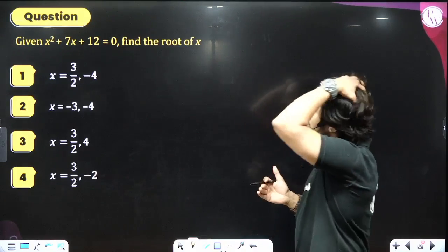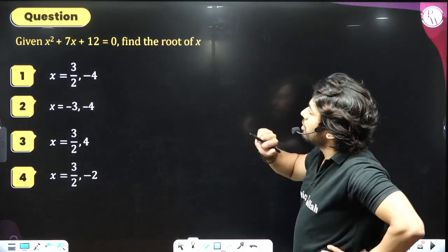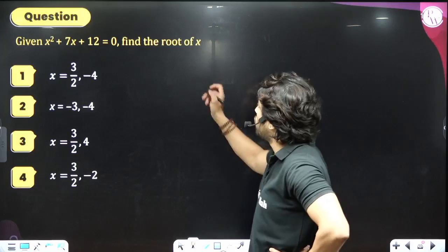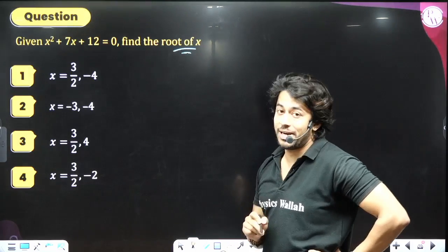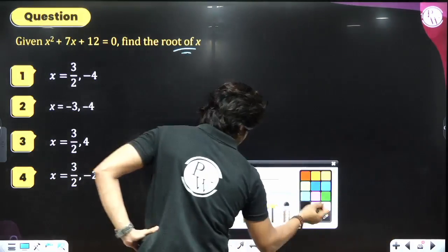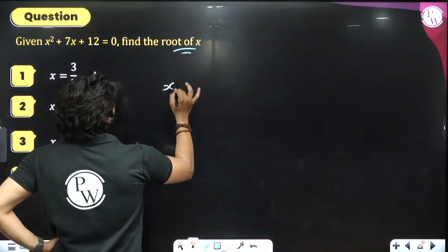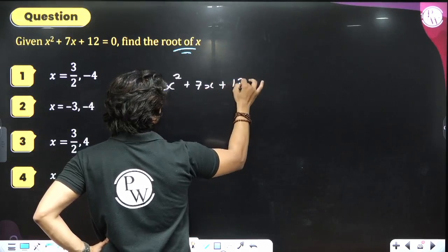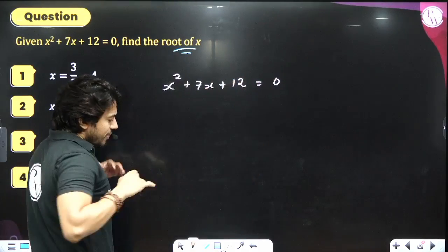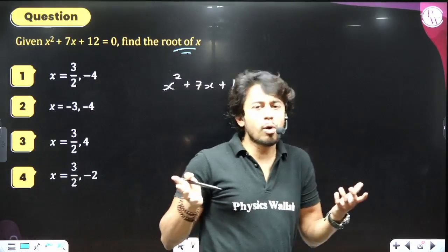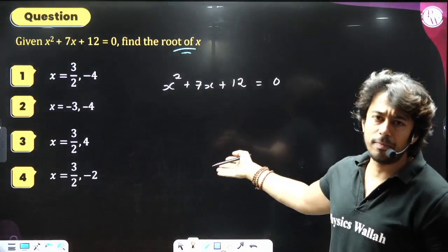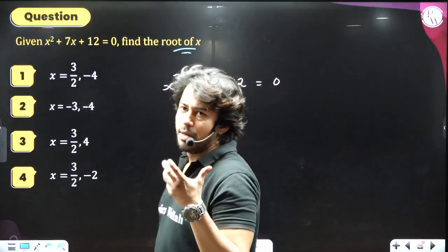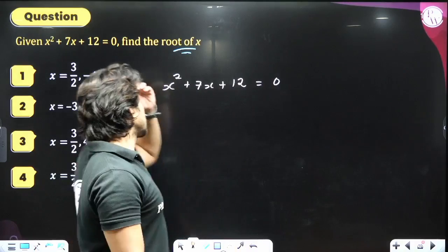Okay. Next question. There's an equation, x square plus 7x plus 12 equal to 0. This looks like a very basic equation. What we need to do is find out the roots of the equation, the roots of x. Let's rewrite the equation: x square plus 7x plus 12 equals 0. Sir, we know two methods to find the roots of the equation. One is splitting the middle term, and the other method is the Sridharacharya formula, the quadratic formula.